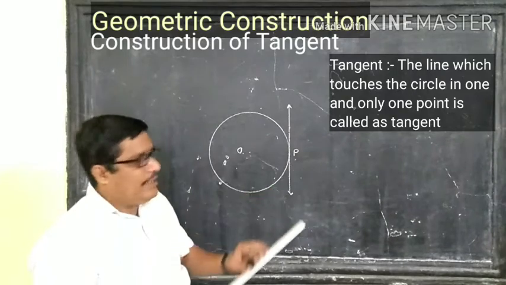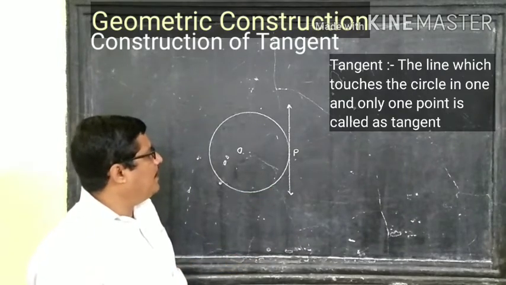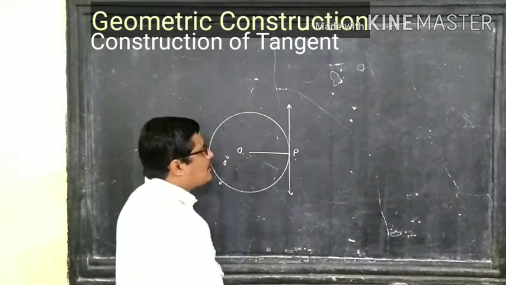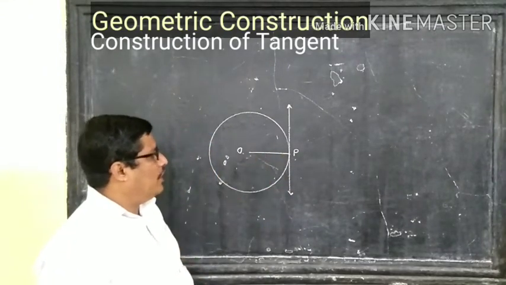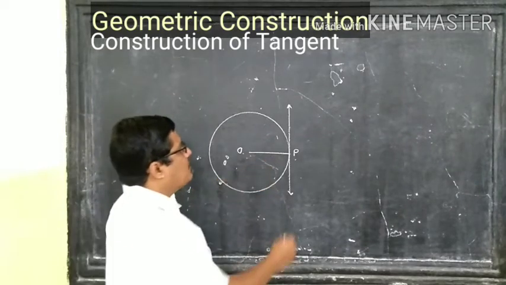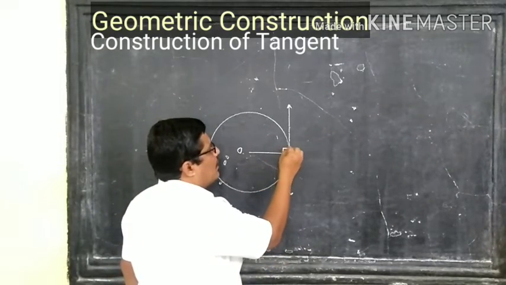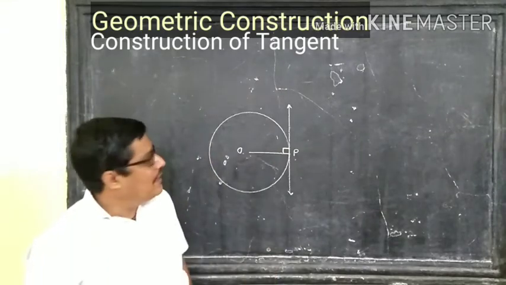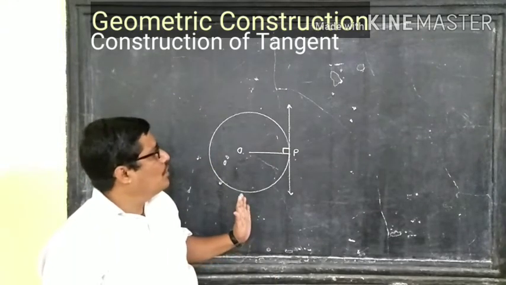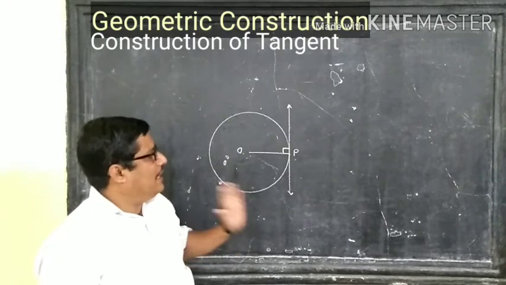We can name it with the letter P. Then this is the radius from the point of contact. The radius from the point of contact is perpendicular to the tangent line. That is the tangent property. So in this way we can go through the concept of tangent.